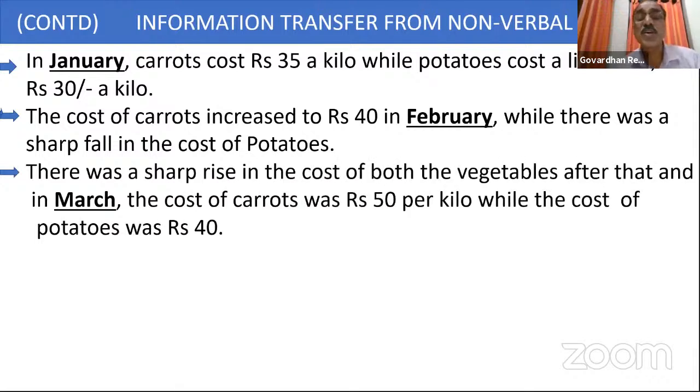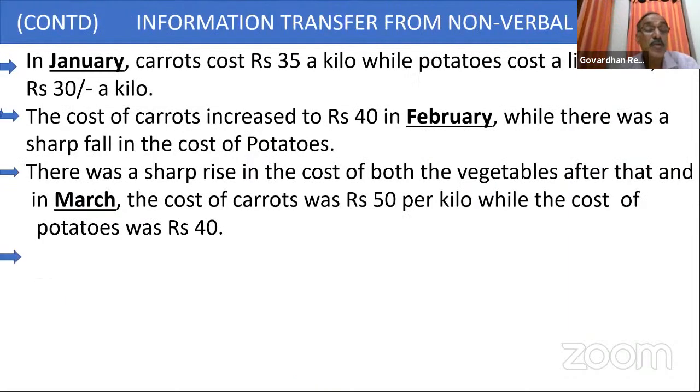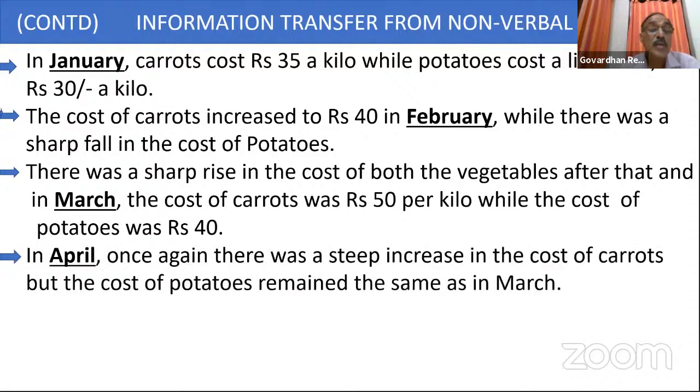There was a sharp rise in the cost of both the vegetables after that. And in March, the cost of carrots was 50 per kg, while the cost of potatoes was rupees 40. Now coming to the month April. Now the cost of carrots in April is 60, whereas the cost of potatoes is 40. On that you can write one line. In April, once again, there was a steep increase in the cost of carrots, but the cost of potatoes remained the same as in March.